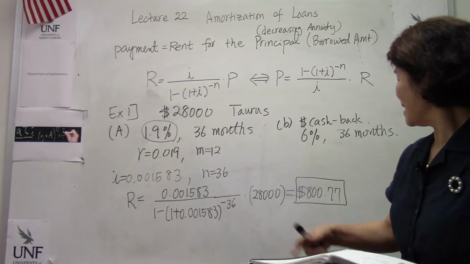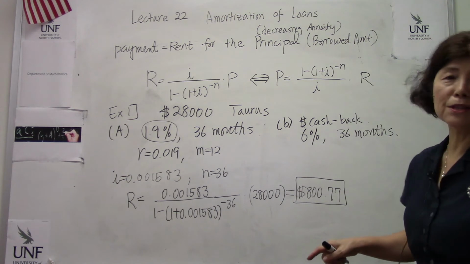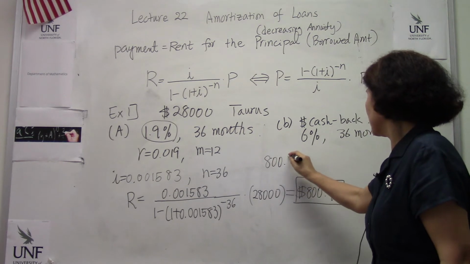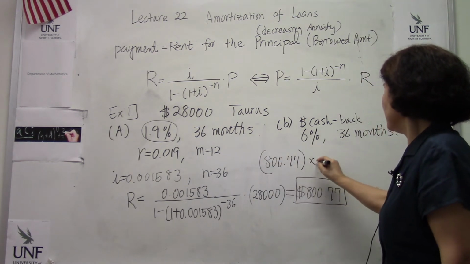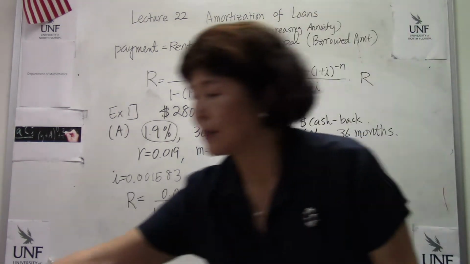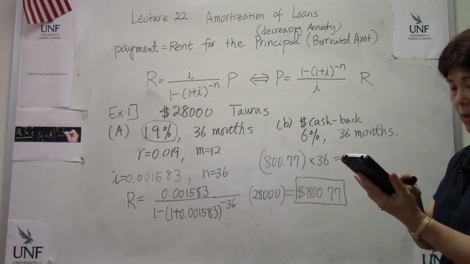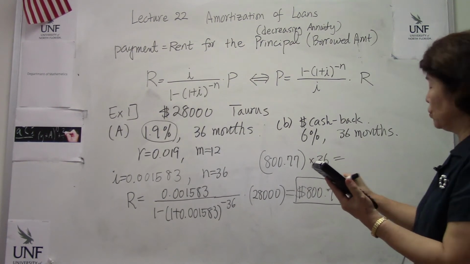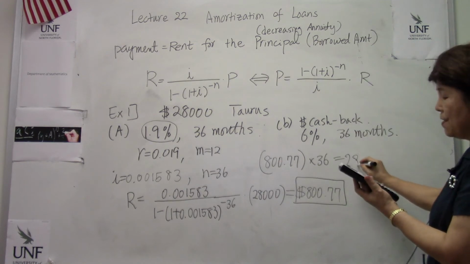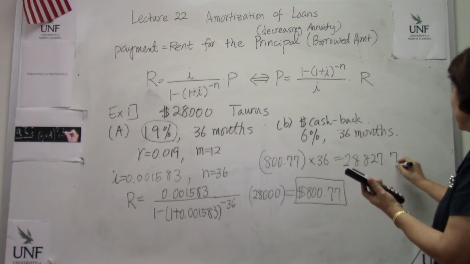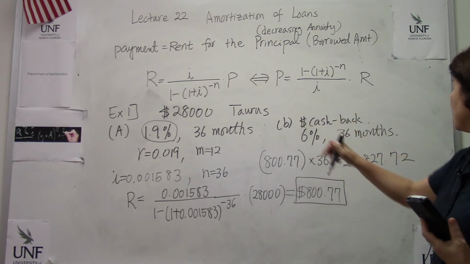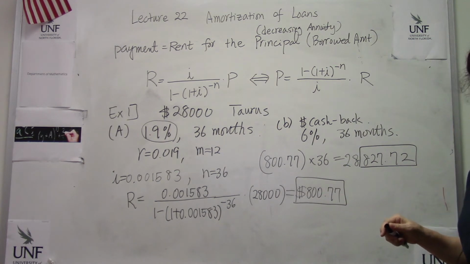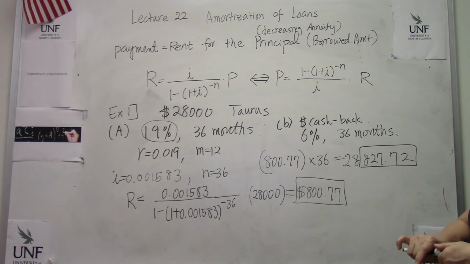Okay. Well, it's not asked, but let's think about how much interest you pay. All right. So you make a payment of $800.77. How many times? 36 times. So let's calculate that. How much is that? 800.77 times 36. Altogether, you pay $28,827.72. You borrowed $28,000, so only this much is the interest you pay. Okay, so 1.9%. That's not a bad deal at all.